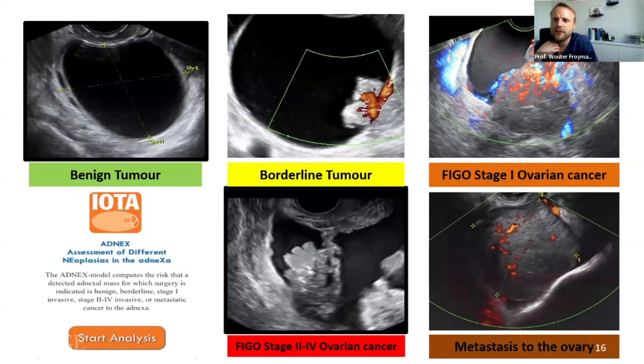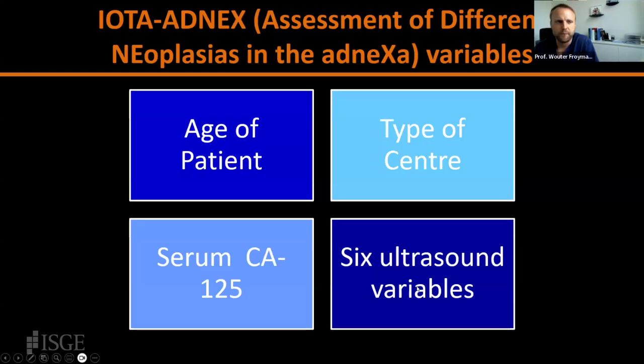And ADNEX will not only distinguish benign from malignant, but ADNEX will also distinguish between subtypes of malignant tumors like borderline, like stage 1 invasive ovarian tumor, stage 2 to 4 ovarian tumor, or a secondary metastasis from another origin that has spread towards the ovary.